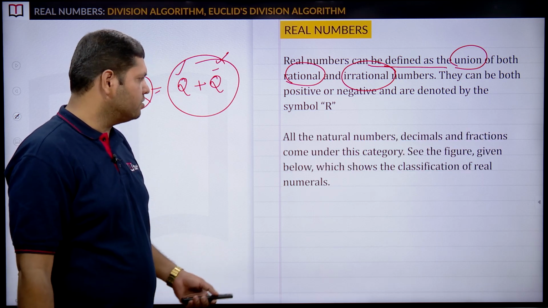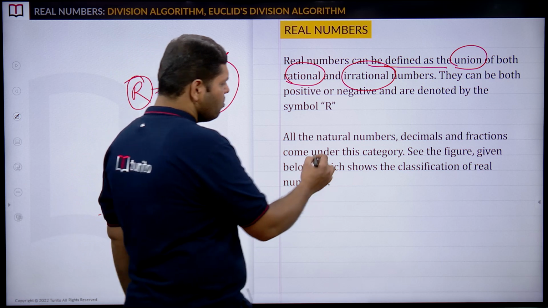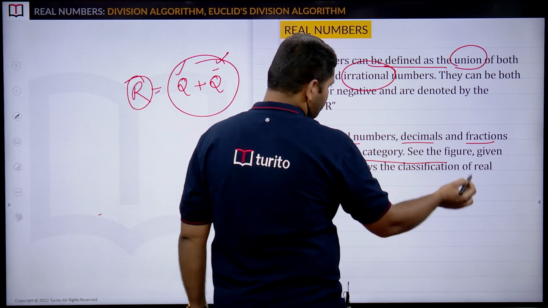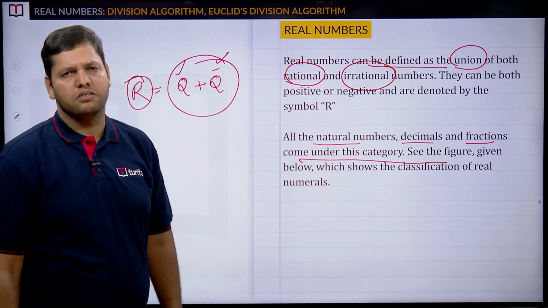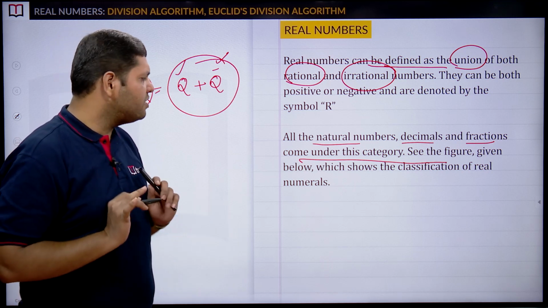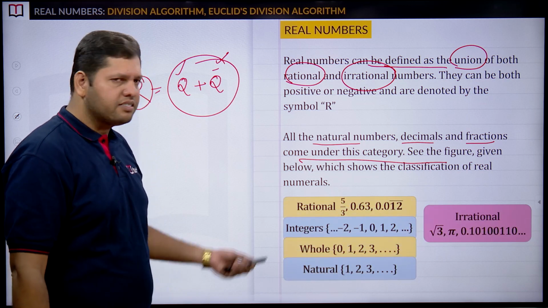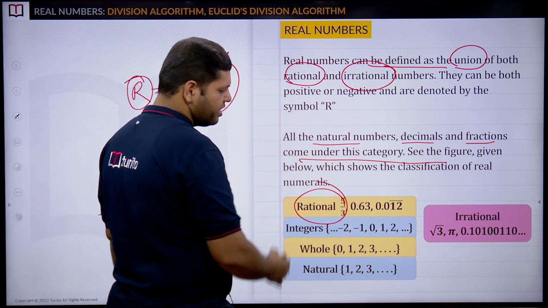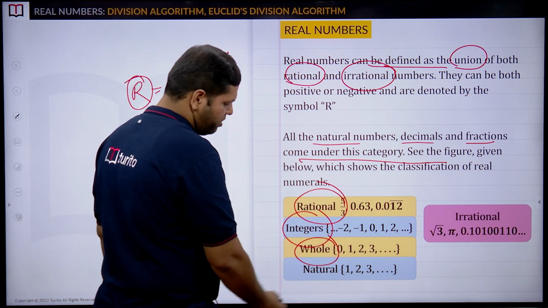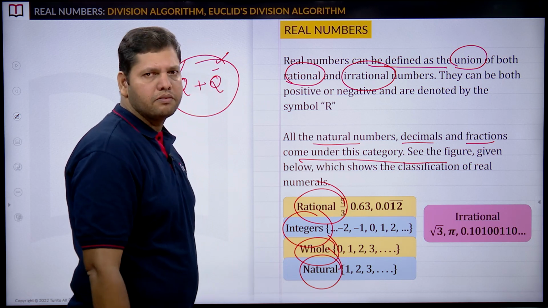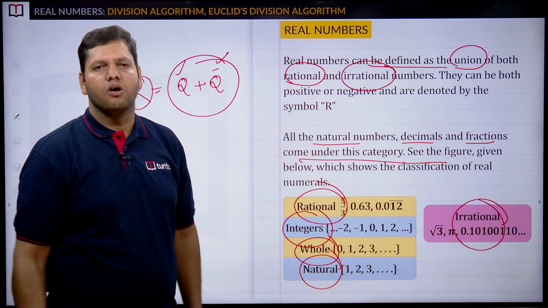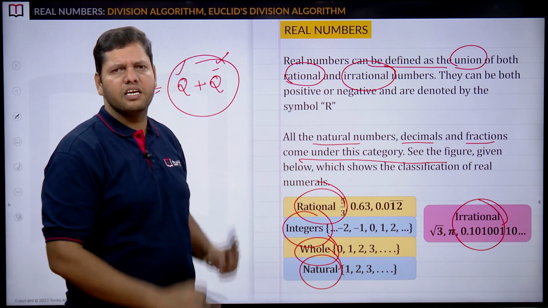Okay? Next. And children, remember this. All the natural numbers, decimals, fractions, and all these numbers come under real numbers only. I told you just now, every number you can say is a real number. So that is the definition of a real number. Rational numbers, I can say real numbers. Integers, whole numbers, and natural numbers, again real numbers. Next one is irrational numbers. This also is a real number only. So this set completely is real numbers.